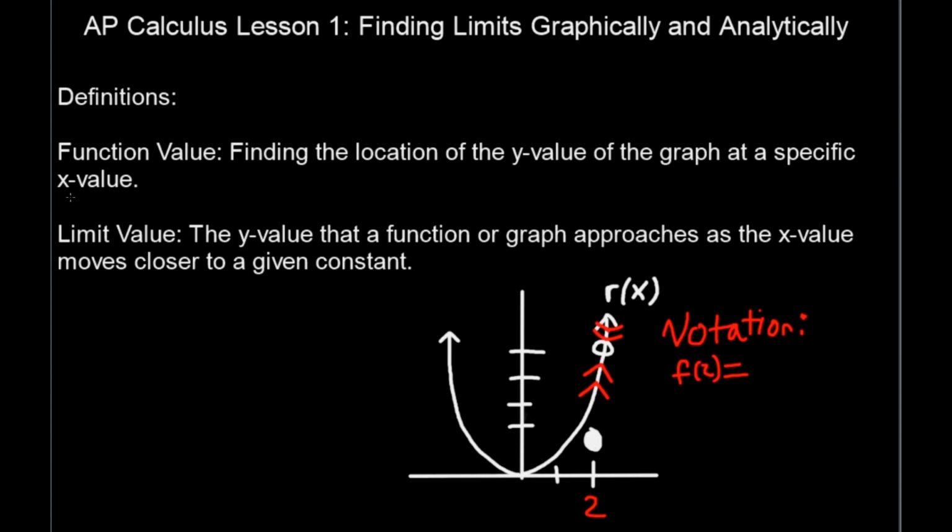So then the next one is a limit value. This is the y value that a function or graph approaches as the x value moves closer to a given constant. When it says the x value moves closer, this is talking about both the left and the right side. Right here at this point, we're moving closer on the left side, as indicated by these arrows, and the right side. If these are the same, if they converge on the same point, then we have our answer.